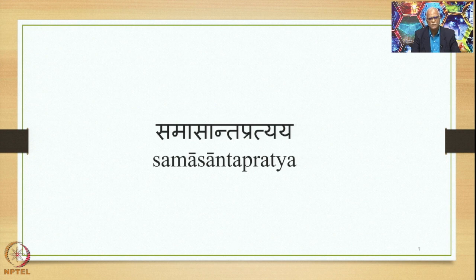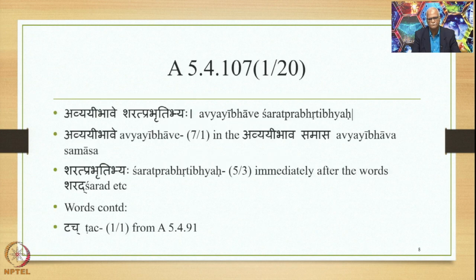Samāsāntapratyaya is a suffix added at the end of the samāsa. It is part of that samāsa. So, the samāsāntapratyaya vidhāyaka sutras related to the avyayībhāva samāsa are stated from 5.4.107 up to 5.4.112. Let us study the first sutra, 5.4.107, which is avyayībhāve sharat prabhṛtibhyaḥ. There are two padas in the sutra, avyayībhāve and sharat prabhṛtibhyaḥ.